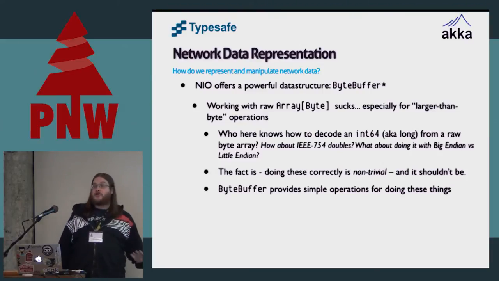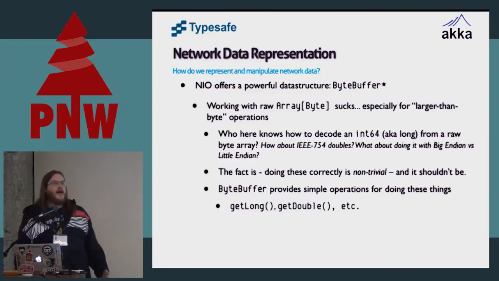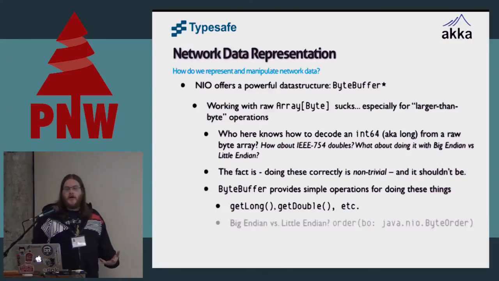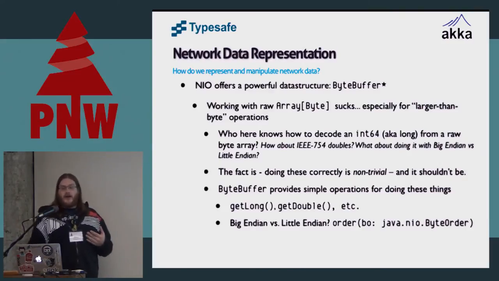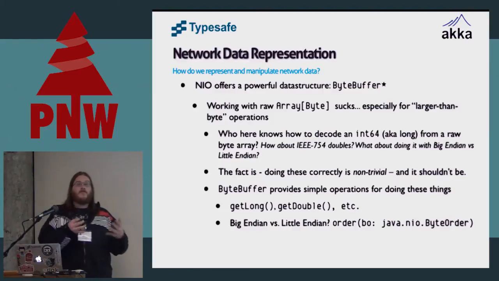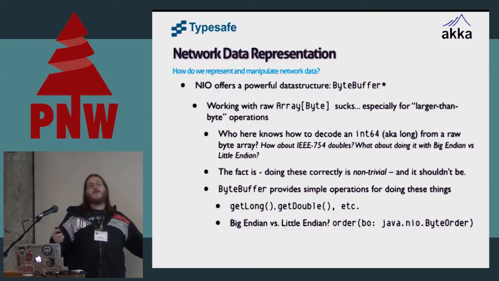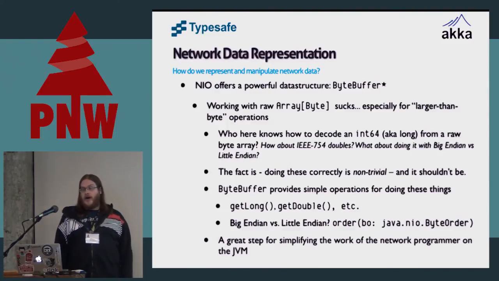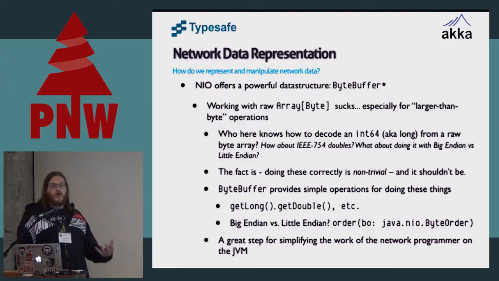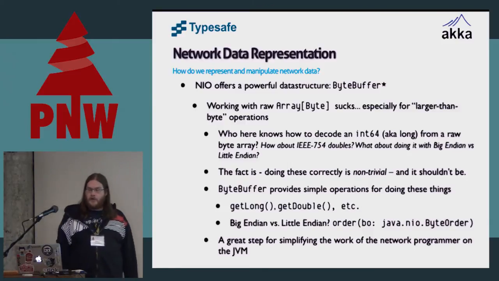ByteBuffer gives you a bunch of simple operations for doing things. There's a getLong, a getDouble, etc. And if you want big endian versus little endian, you can call order and pass it an instance of ByteOrder, either little endian or big endian, and that changes the way that it will do the reads internally. So this makes things easier for you. It's a really good step on simplifying the way we do things on the JVM.